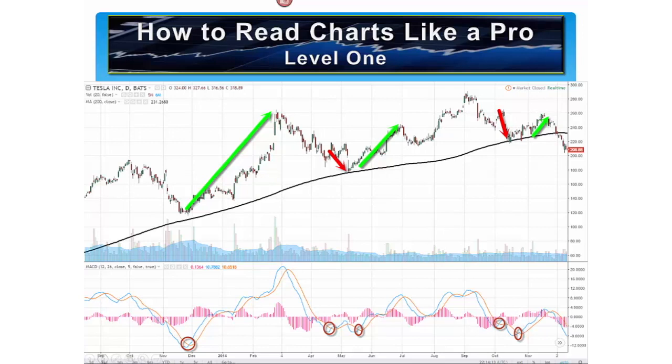Here we have 5 signals altogether, 2 of which you probably would have been stopped out at for a small loss. But the other signals, and this one, I don't know if that's a green arrow or not, you probably would have moved your stop loss up to maybe break even.